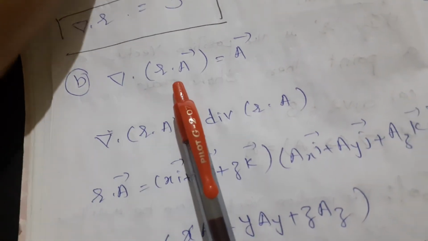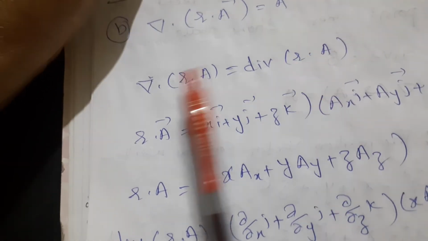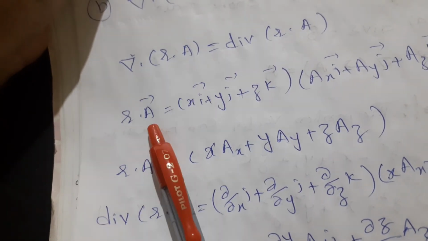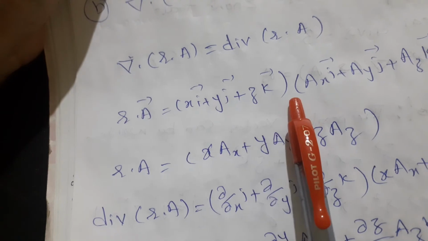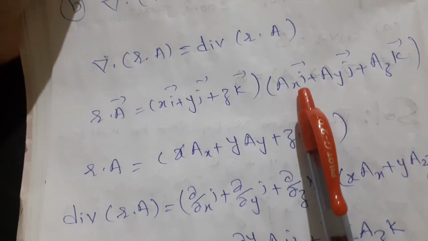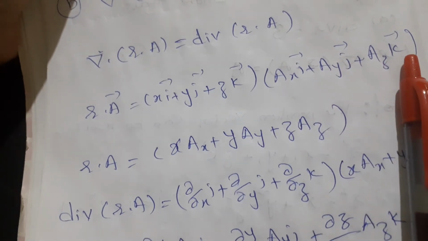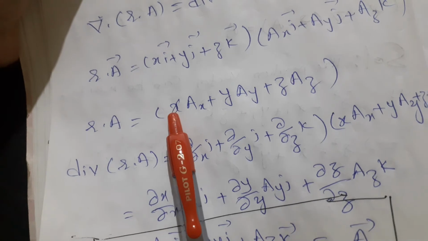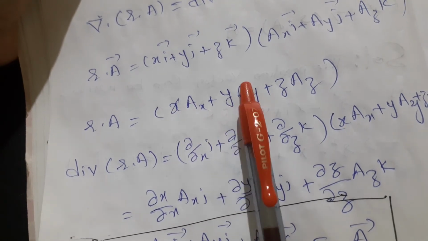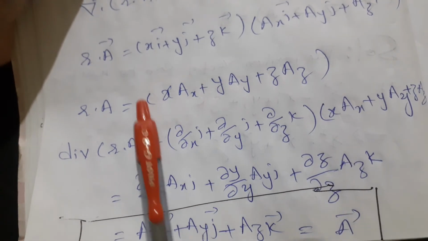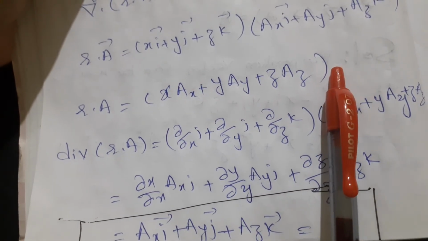Like this, one more problem is there here: del dot (r dot a) is equal to a. First of all we are going to find out the value of r dot a. r is nothing but the position vector xi plus yj plus zk, and a we can write as Ax i plus Ay j plus Az k. So the dot product of these two can be written as xAx plus yAy plus zAz. After that we are going to apply the divergence to this.